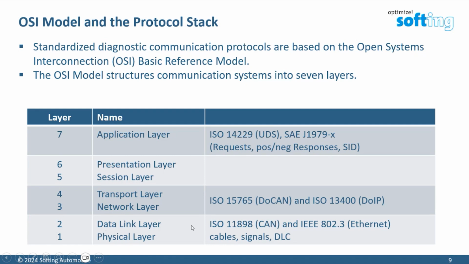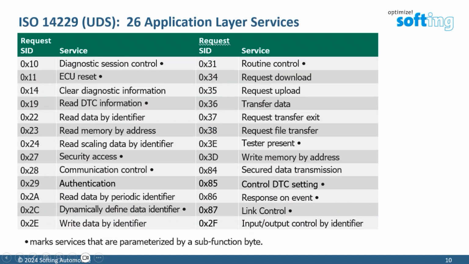On the data link and physical layer, you can see the specification of CAN and Ethernet, cables, signals, diagnostic link connector, and so on. And how to transport a UDS request on CAN or a UDS request on Ethernet needs a transport protocol. That's why it's named transport protocol: how to transport this message on the data link layer and the physical layer. And these transport protocols are specified here, ISO 15765, diagnostics on CAN, and 13400, diagnostics on IP. That's what the transport protocol is about.